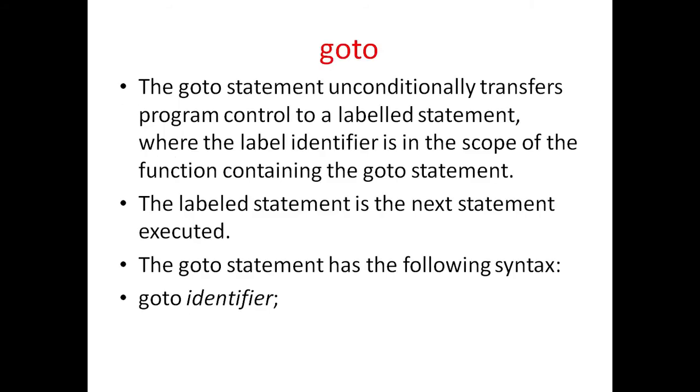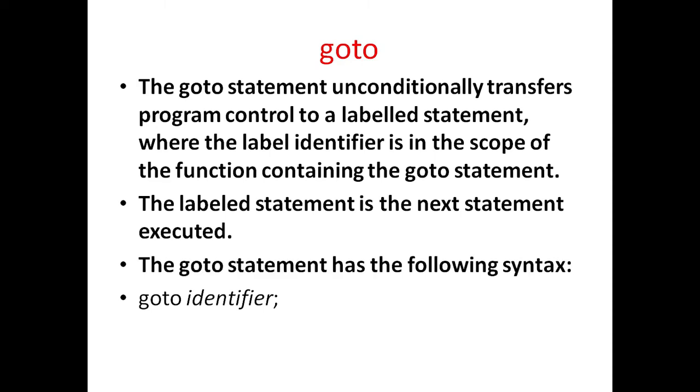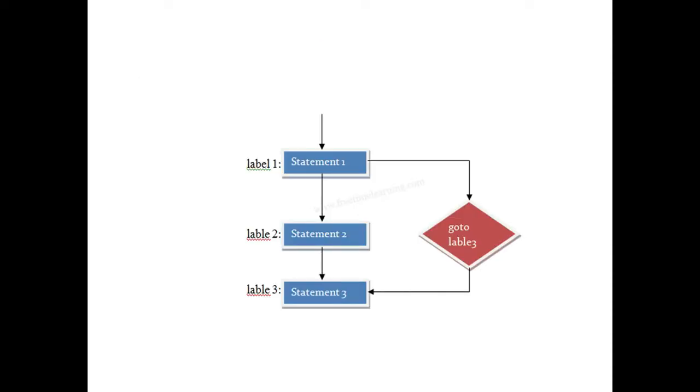Next is the goto statement. The goto statement unconditionally transfers program control to a labeled statement where the label identifier is in the scope of the function containing the goto statement. The labeled statement is the next statement executed. The goto statement has the following syntax: goto identifier. This flowchart explains how the goto statement works.